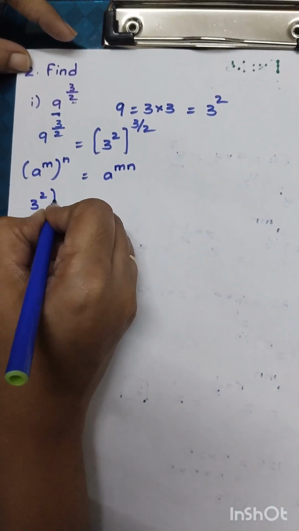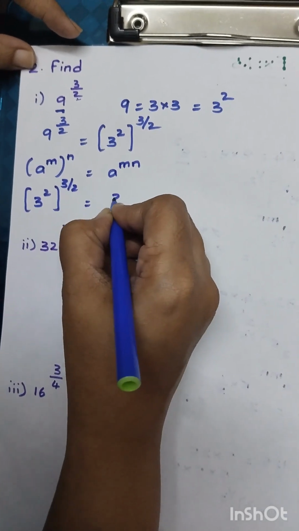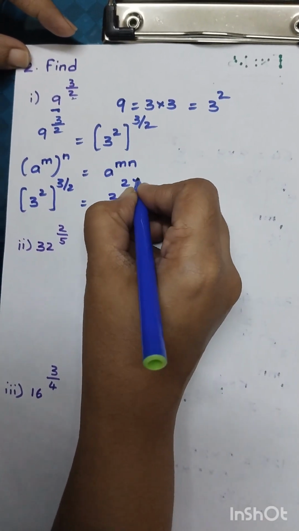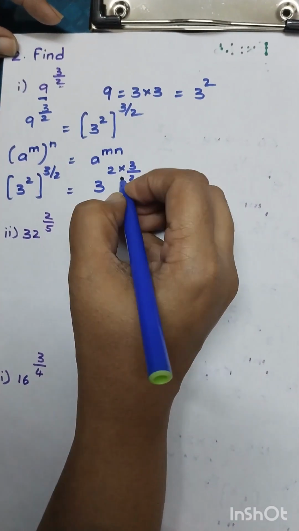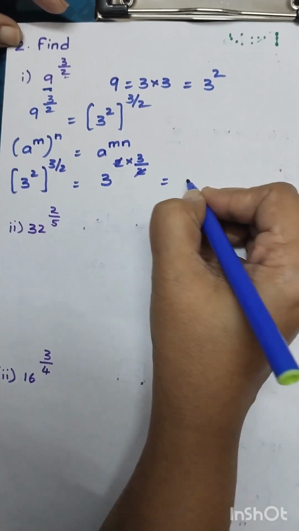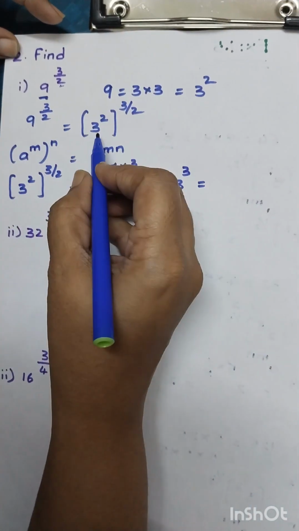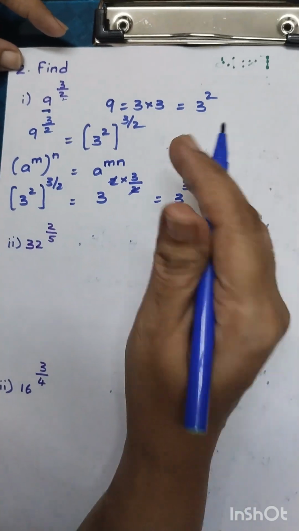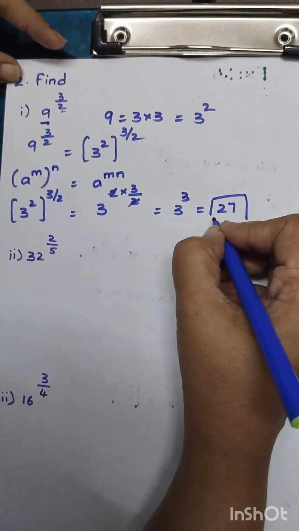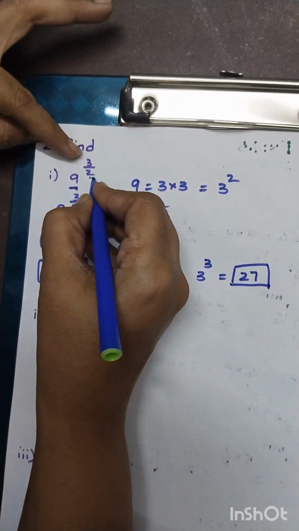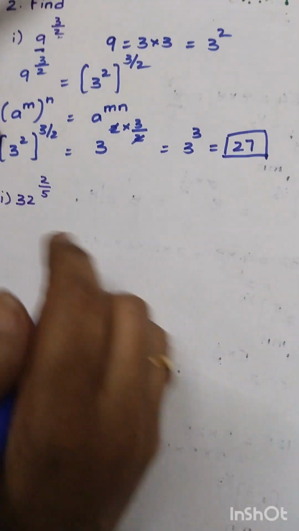3 square to the power of 3 by 2. So this can be written as 3 power 2 into 3 by 2. Now can we cancel the numerator and denominator? Yes. So what does this give? 3 cube. So what is 3 cube? 3 square is 9. 3 cube gives 9 into 3, that is 27. So what is the answer for this? 27. So 9 power 3 by 2 gives 27. Now let's proceed to the next problem.